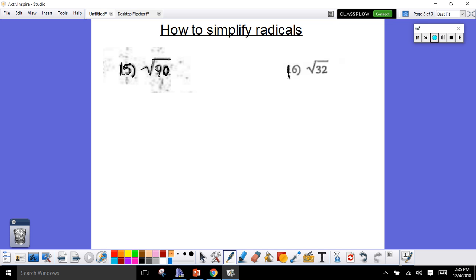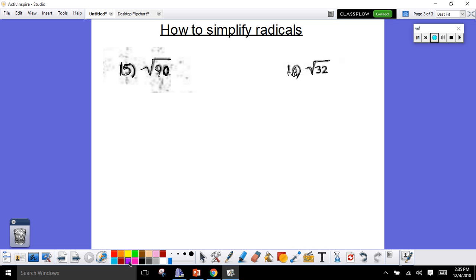Question number 16 on today's assignment said, let me delete that because it's all bad. So question number 16 said, simplify the square root of 32. So let's start with number 15, which is 90.